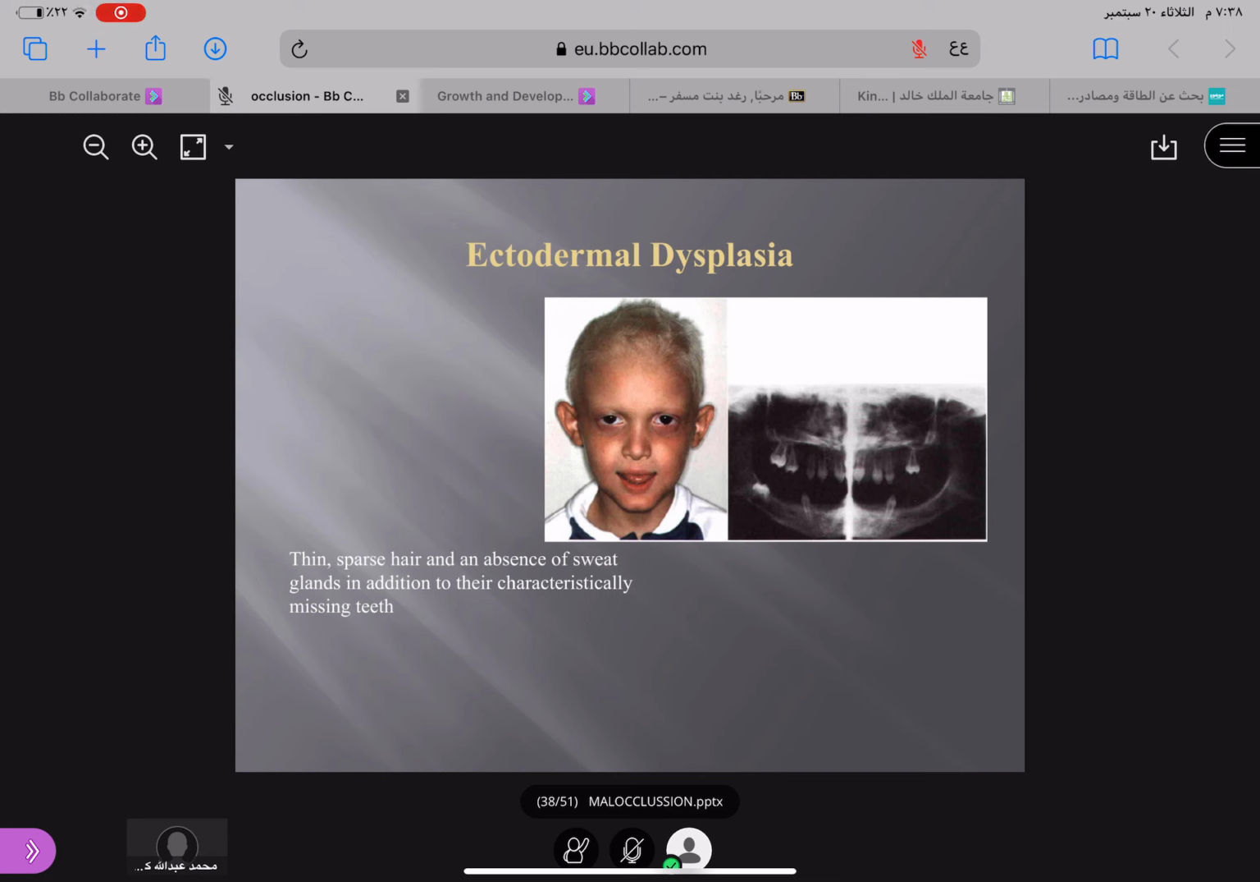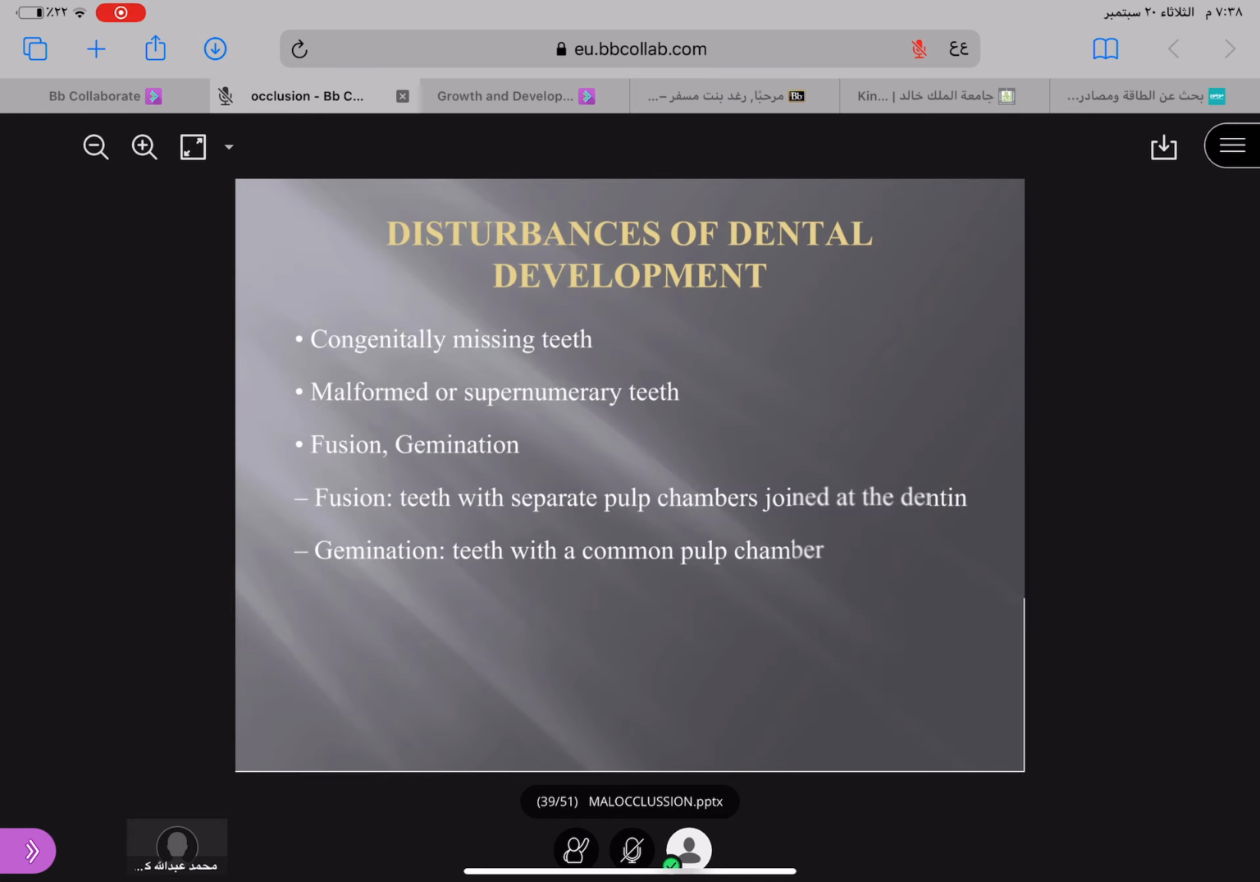So if you find a patient in your clinics with hypodontia, you should check the hair of the patient, the appearance of the patient, the eyebrows, the skin. If you find thin, sparse hair, missing eyebrows, check other structures as well. Check the hereditary characteristics, genetics, other siblings. You might find this condition in hypodontia patients. It's not very uncommon.